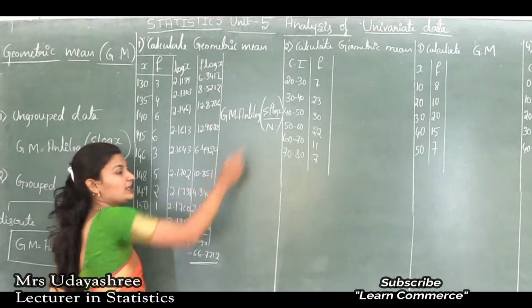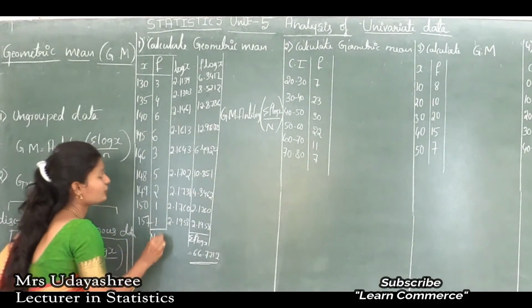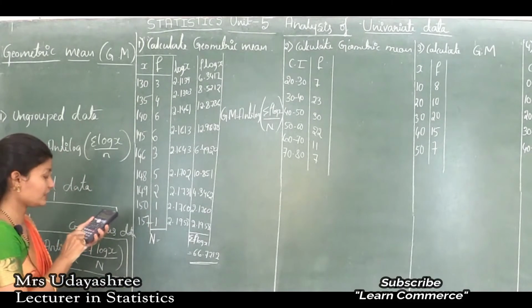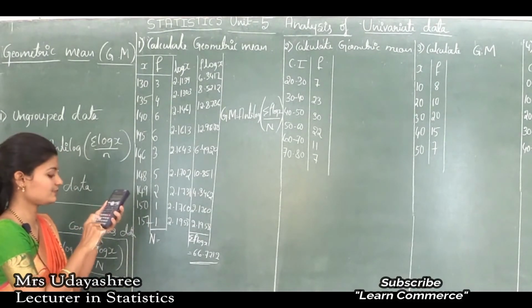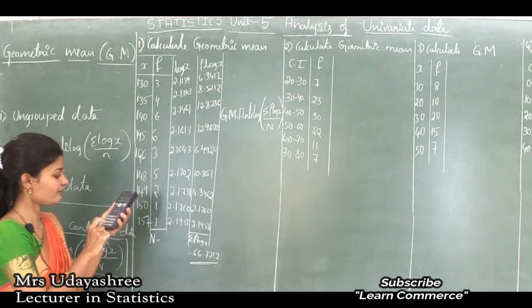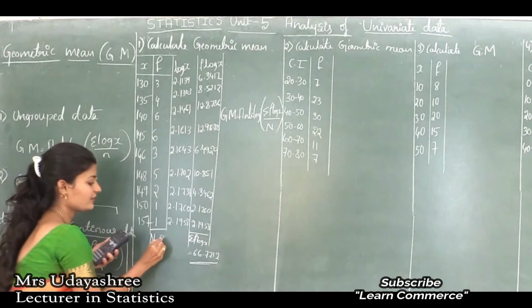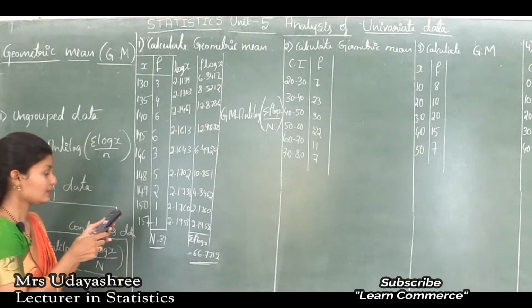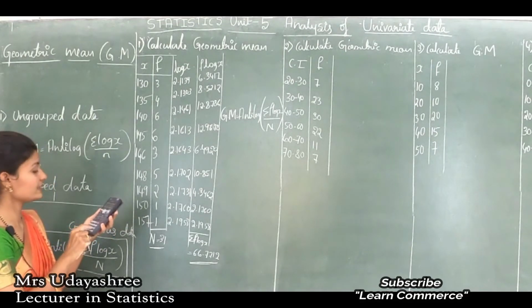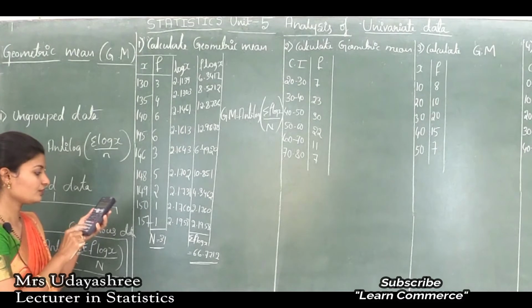Next we need capital N. Here capital N is the total frequency. The total frequency is 3 plus 4 plus 6 plus 6 plus 3 plus 5 plus 2 plus 1 plus 1, that is 31.